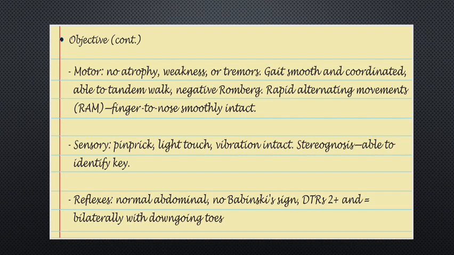For sensory, you can say your patient can feel pinprick, light touch, vibration is intact. Stereognosis, able to identify key. You can also talk about graphesthesia, where they can identify the letter or the number on their palm. And lastly, reflexes, they're normal, the abdominal superficial reflex. No Babinski sign, or you can say plantar reflex is intact. Deep tendon reflexes, all 2+ and equal bilaterally with down-going toes, which is talking about the plantar reflex. If there's any positive or abnormal findings in the DTRs, then you want to separate them out specifically and grade them individually.